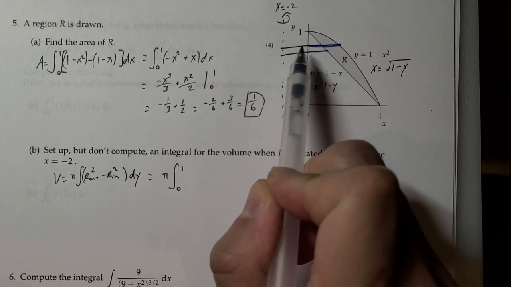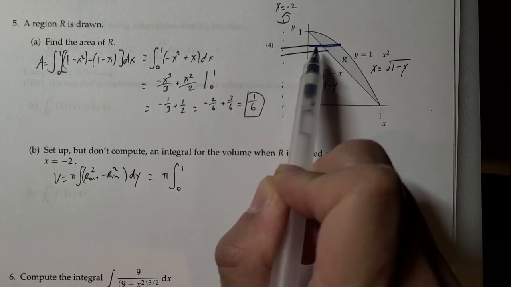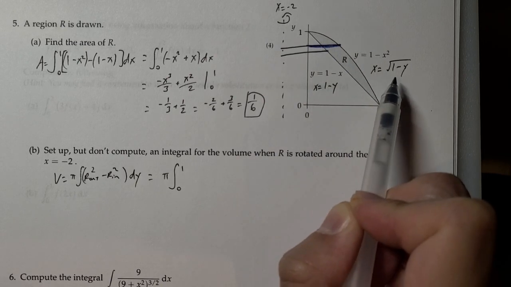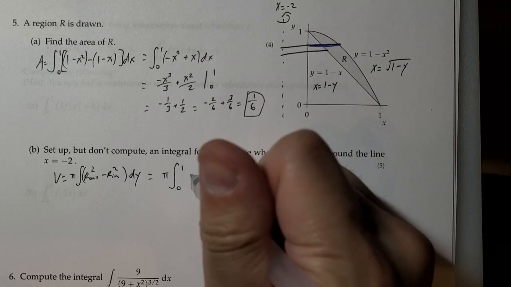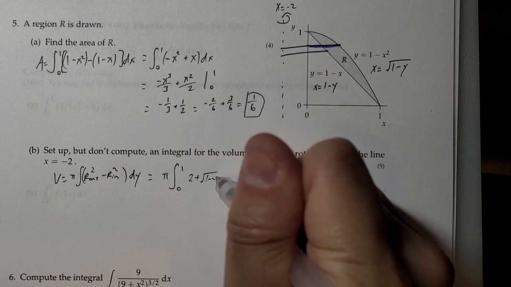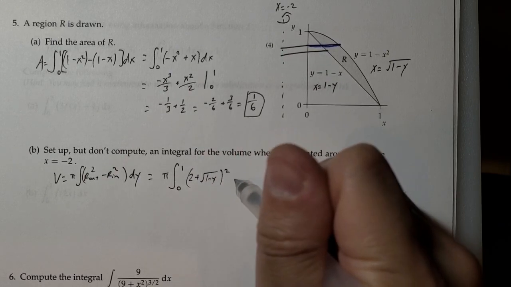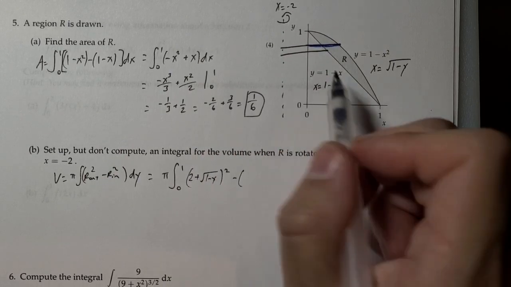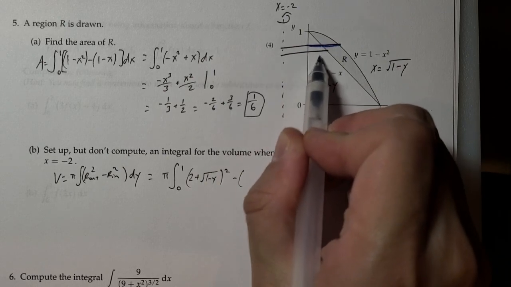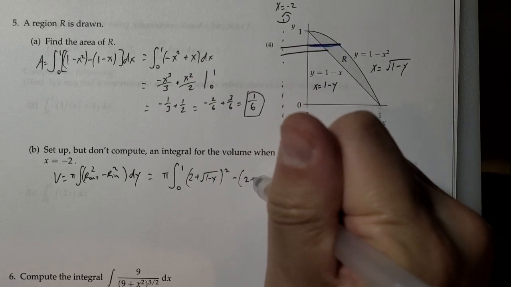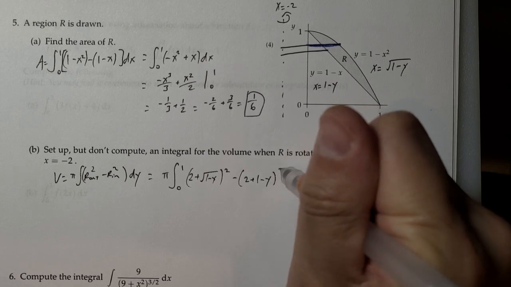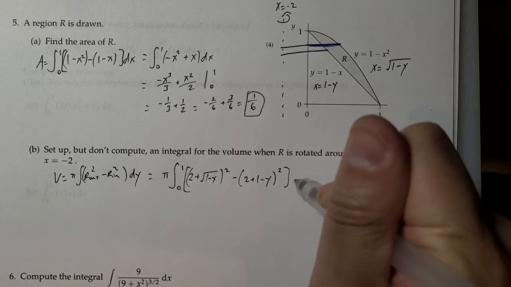So, where were we? R out. We said it was 2 plus this length, the blue over here, which is the square root of 1 minus y. So it's 2 plus the square root of 1 minus y, squared. That's r out squared, minus r in, which is 2 plus 1 minus y, squared, all by dy.